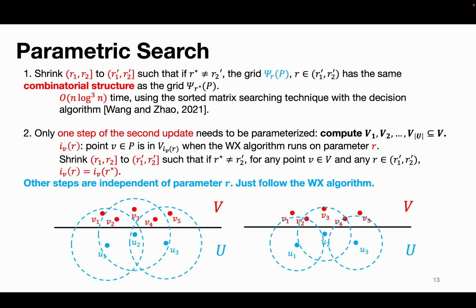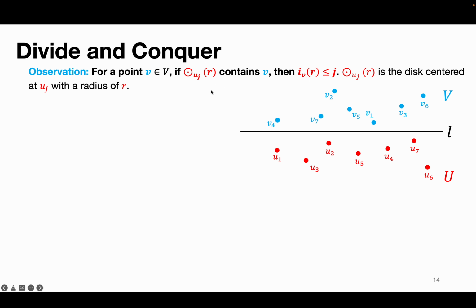Next is our divide and conquer procedure to solve the parametric search of computing a group of subsets of V. We have an observation that for any blue point V in the capital V, if the unit disk centered at point Uj contains V, then IV of R is less than or equal to j, while the Uj are already sorted by increasing distance values.